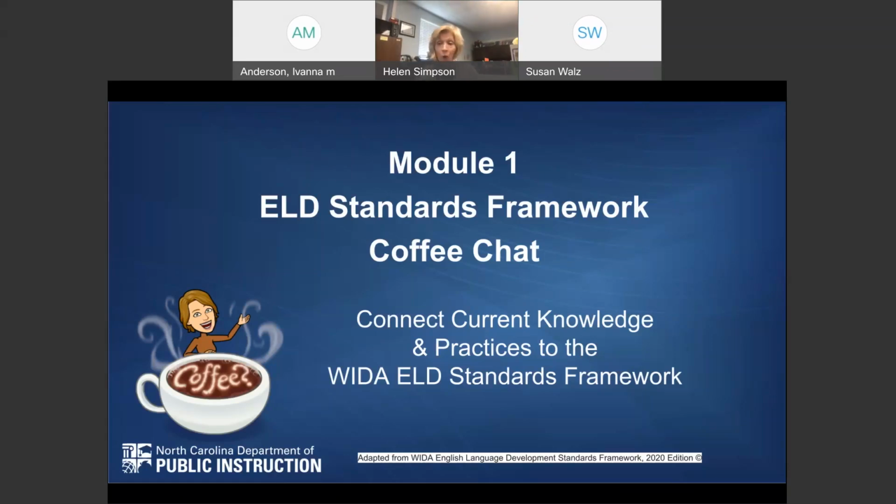And basically, we're going to start with our current background knowledge of the WEDA standards, of English learner teaching pedagogy in general. And we're going to take a look at our own background knowledge that we bring to the table right now. And then we're going to do a bird's eye view of the new WEDA standards. And this is basically just to dip our toes into the water of the new standards framework because it is pretty large.